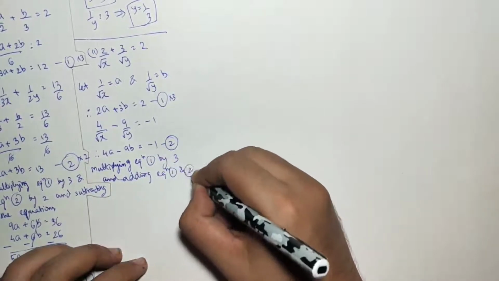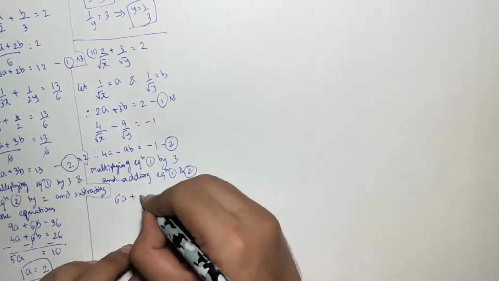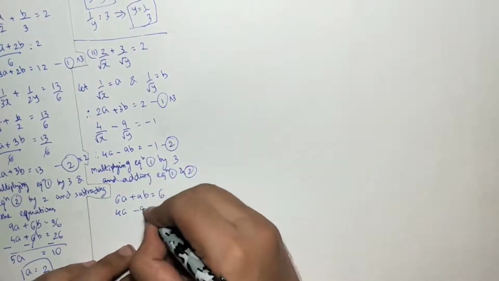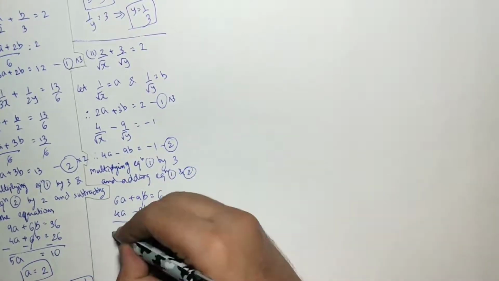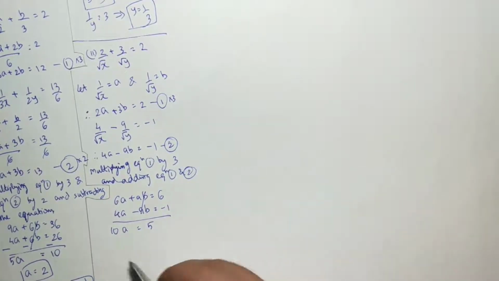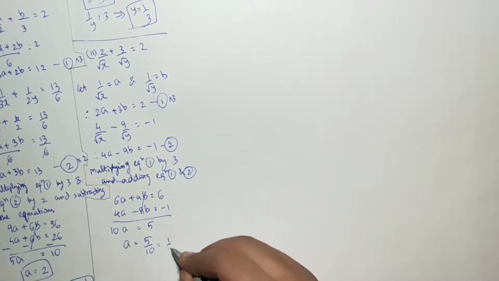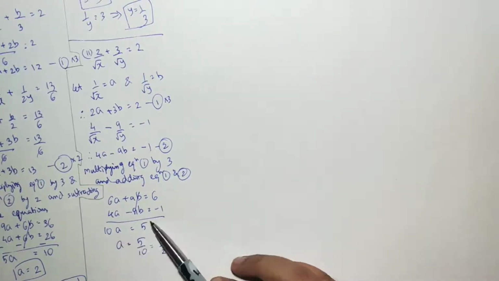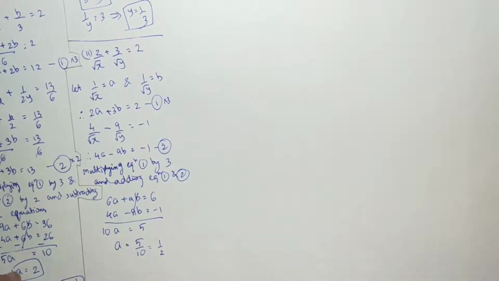Adding equations 1 and 2, I am multiplying this by 3, so 6a plus 9b equals 6. This as it is, 4a minus 9b equals minus 1. We have to add them, so this will get cancelled out. This will be 10a equals 6 minus 1, which is 5. This 10 will come in the denominator. a equals 5 by 10, that is 1 by 2. Students commit a mistake by writing a equals 10 by 5. Please pay attention, 10 is going on that side, so 5 upon 10 will come, that is 1 by 2.